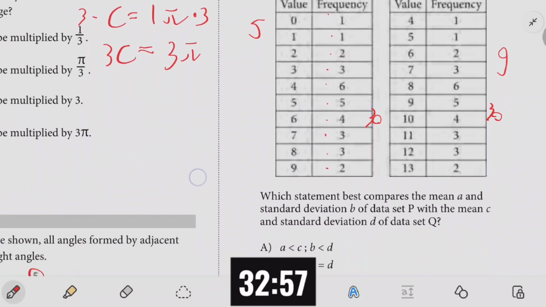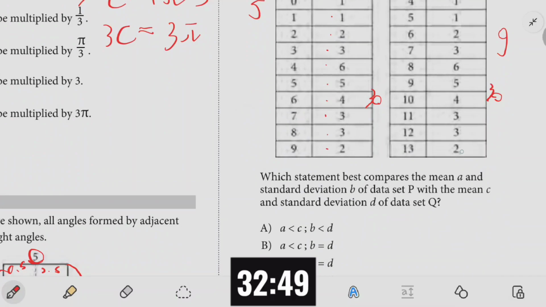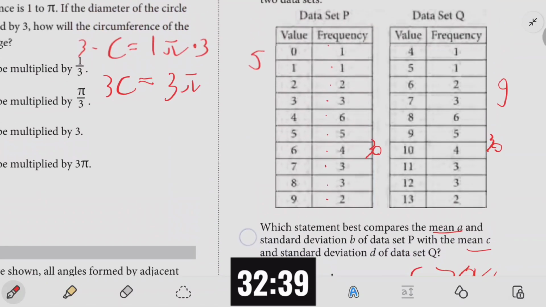So the mean of this one is 9. So, okay. Mean. Okay. And the mean standard data Q. Okay, so, okay. Mean C, mean A. So C has to be greater than A. Okay, now we have these two.